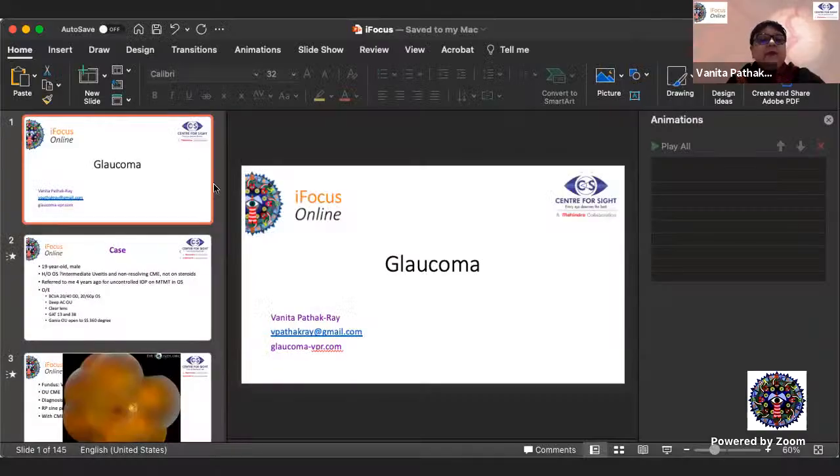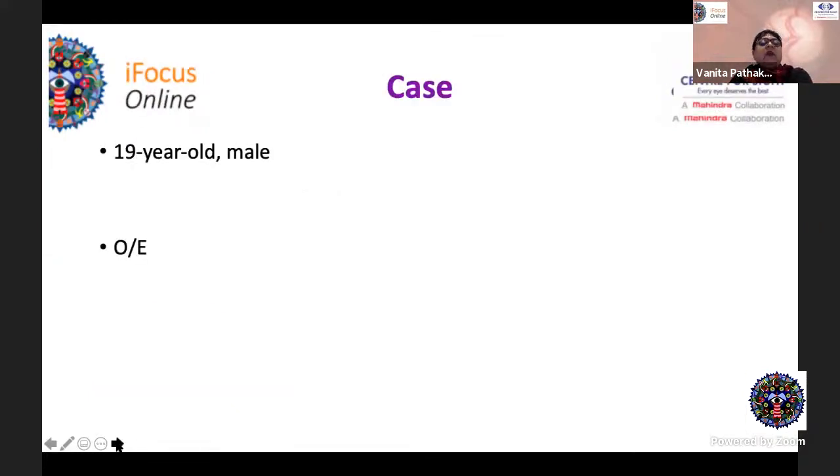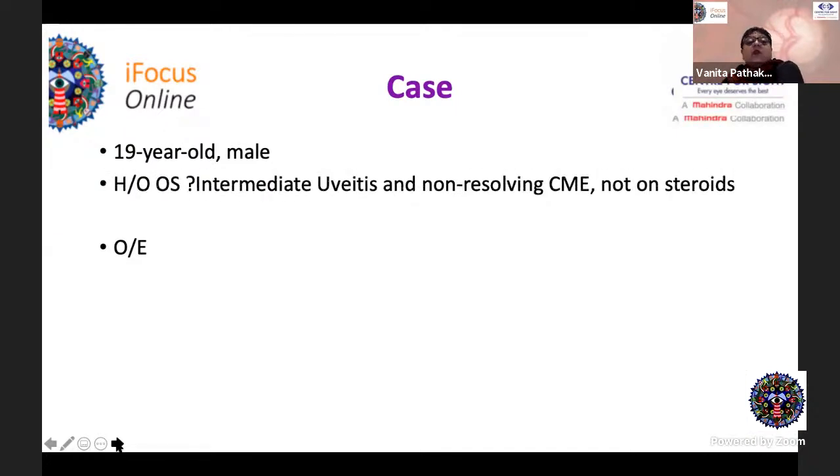So I decided to bring up this case. I had briefly talked about this case before. This is a 19-year-old male who first came to me 4 years ago. I was told he has intermediate uveitis and non-resolving cystoid macular edema, and was not on any topical steroids.